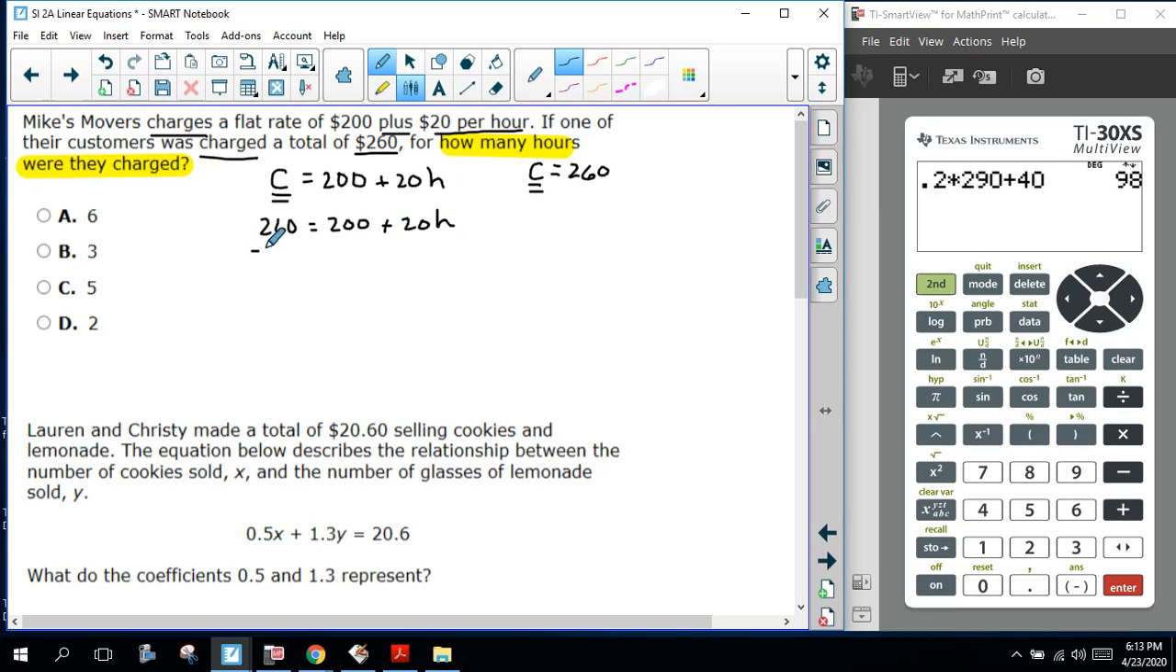When you solve the equation, you're going to subtract the 200 on each side. Subtract 200 here as well. And when I subtract the 200, I've got 60 is equal to 20h. Well, we divide by 20, and the number of hours, when I divide 60 by 20, ends up being 3. So h is 3.